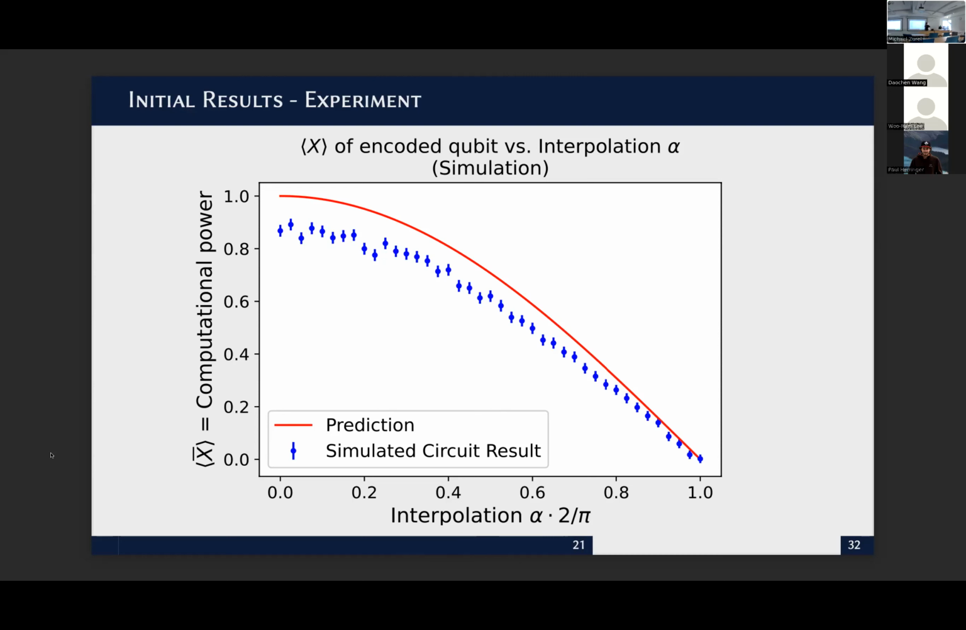Yes. It is worth noting that the measurement error mitigation has been applied here, but no gate error mitigation as of yet. Yes. Good point. Thank you.